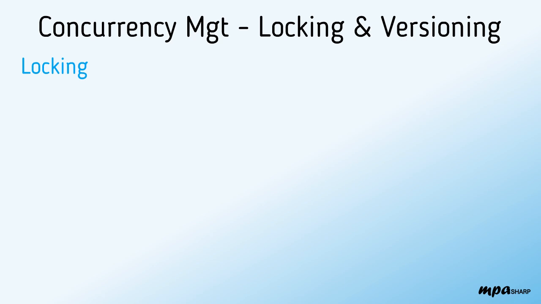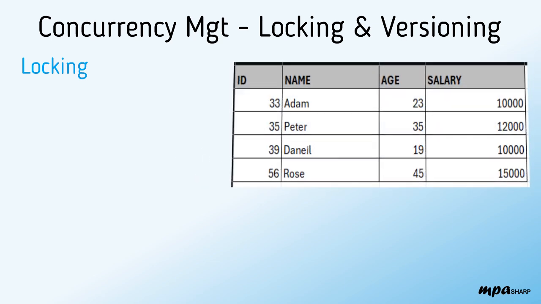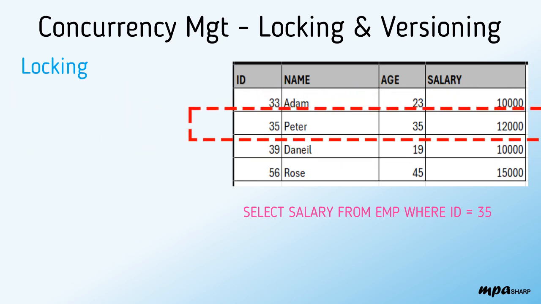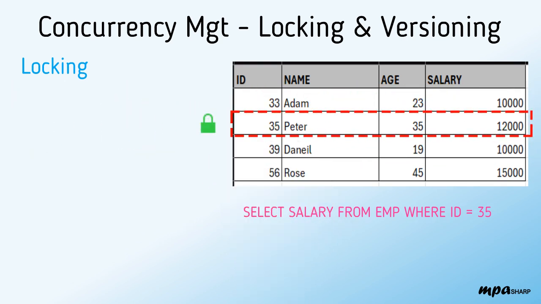For example, let us consider an employee table. Let's say we want to access employee ID 35. So we have a query like this. When we run this, SQL Server places a lock on that particular row, so no other transaction knows this row is getting used.